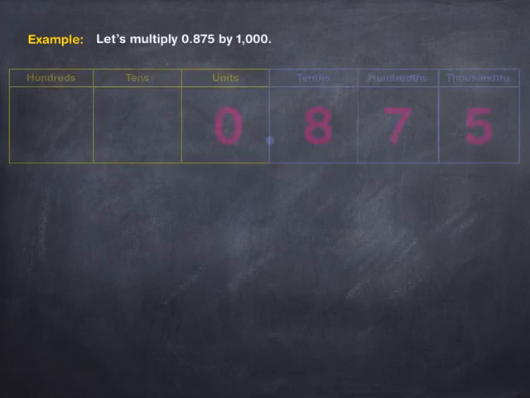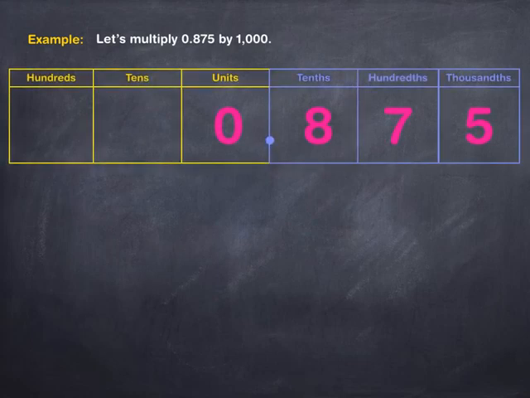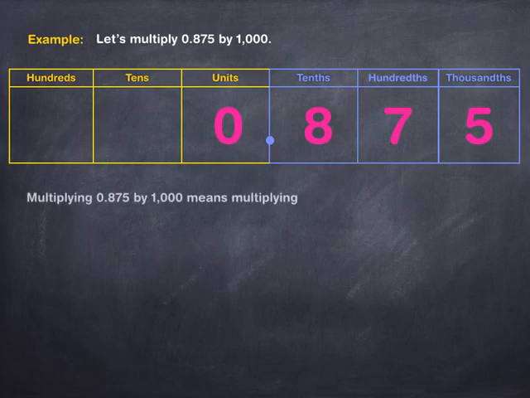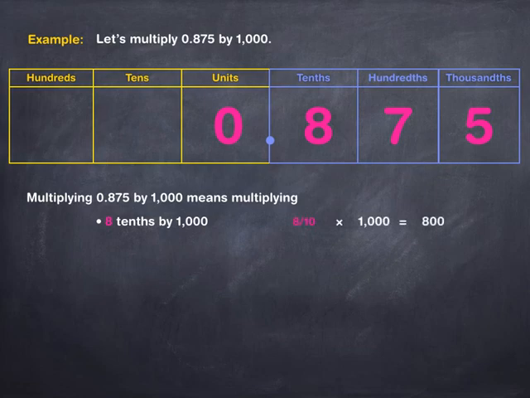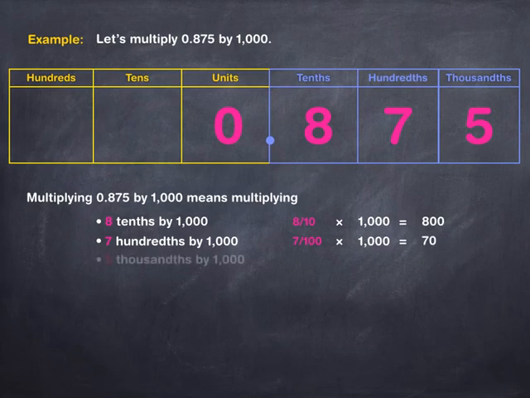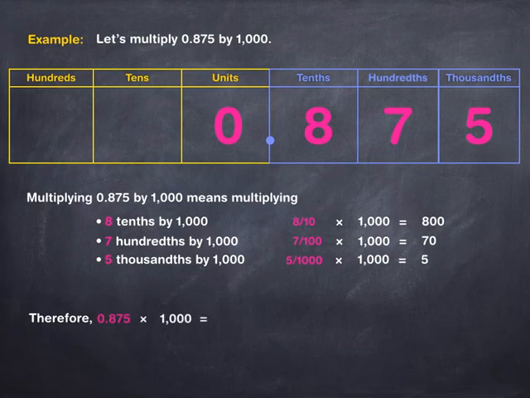Example, let's multiply 875 thousandths by 1,000. Multiplying 875 thousandths by 1,000 means multiplying 8 tenths by 1,000, 7 hundredths by 1,000, 5 thousandths by 1,000. Therefore, 875 thousandths times 1,000 is equal to 875.